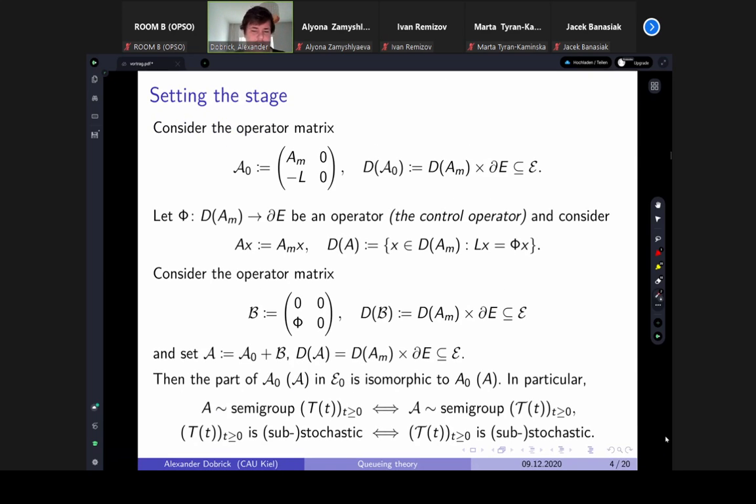And this allows us to observe the following thing. If we consider the parts in this smaller space here, like in the talk before, then they are isomorphic to these operators here. And so we know that if this operator matrix generates a semigroup, then we also get a semigroup generation from this operator we are actually interested in. And the stochastic properties also translate directly.